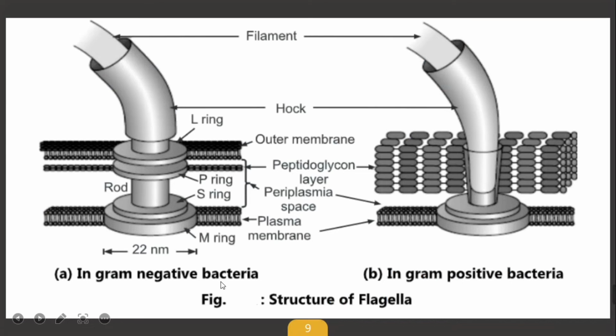This is the gram-negative bacteria. These are the four rings: L ring, P ring, S ring, and M ring. This is the gram-positive bacteria. These are the two basal body rings.